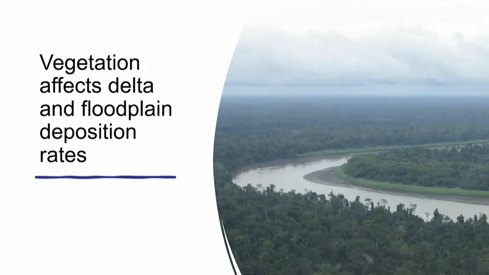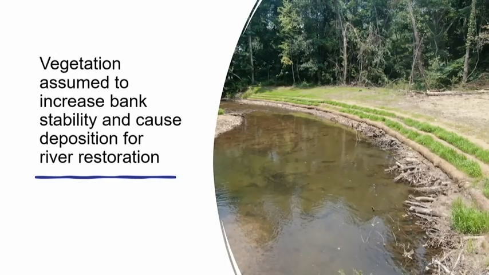As many of you probably know, vegetation is ubiquitous on the Earth's surface and affects delta and floodplain deposition rates. Practically, vegetation is often used in river restoration projects in that it's assumed to increase bank strength, also providing shade for rivers to lower temperatures for aquatic organisms. It's also assumed to cause deposition in that it slows down the flow velocity, and if the flow velocity is slower, you can transport less sediment.